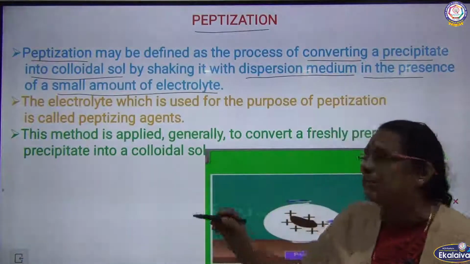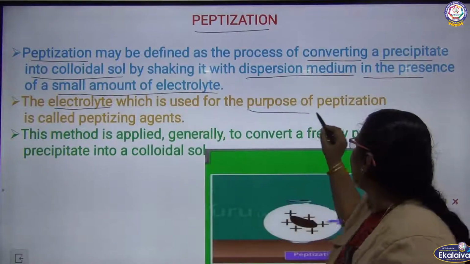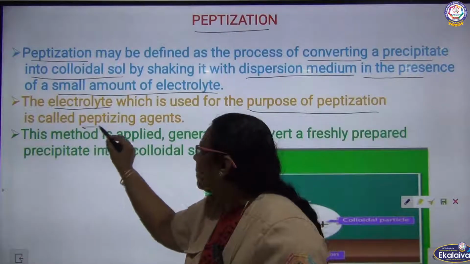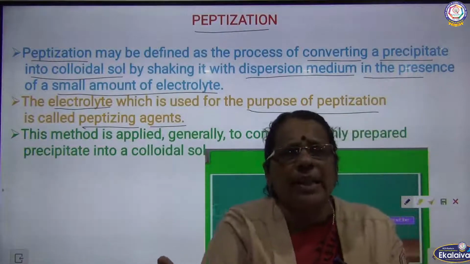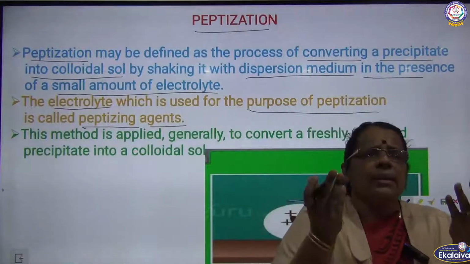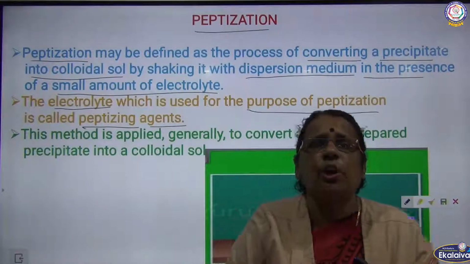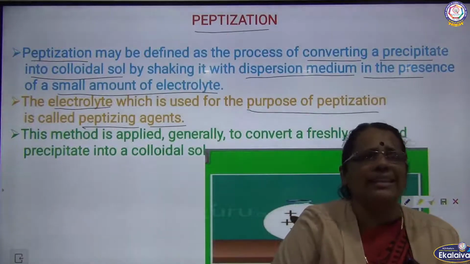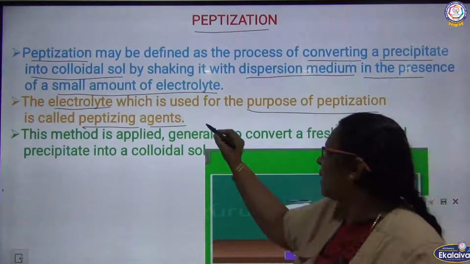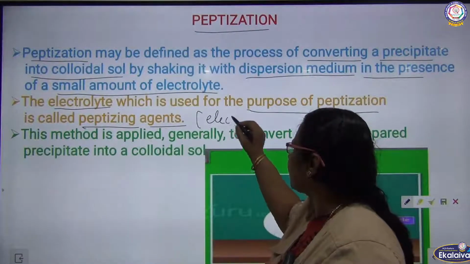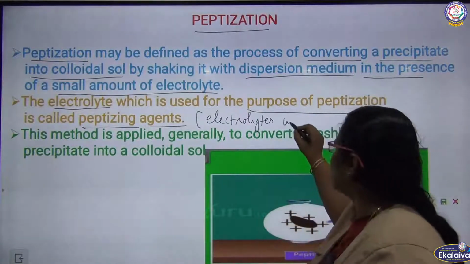The electrolytes which we add for the purpose of peptization are known as peptizing agents. So what are peptizing agents? Actually they are salts. Electrolytes are nothing but salts. The salts that are added to the precipitate in order to convert it into a colloid, we can call such electrolytes peptizing agents. So peptizing agents are nothing but electrolytes which are salts.